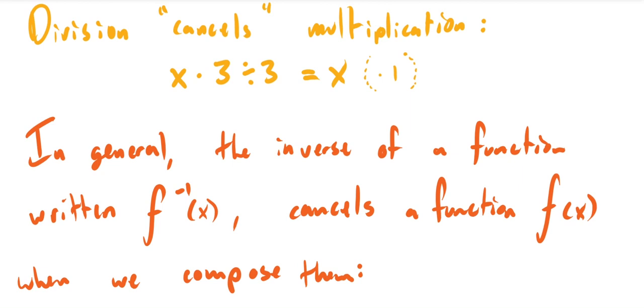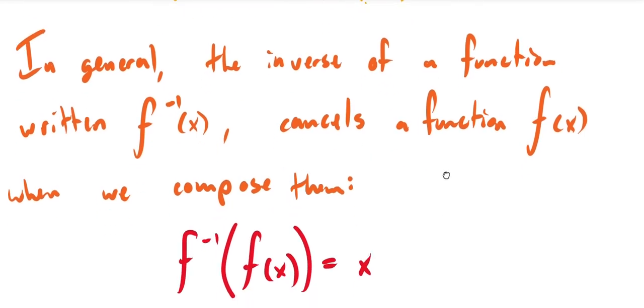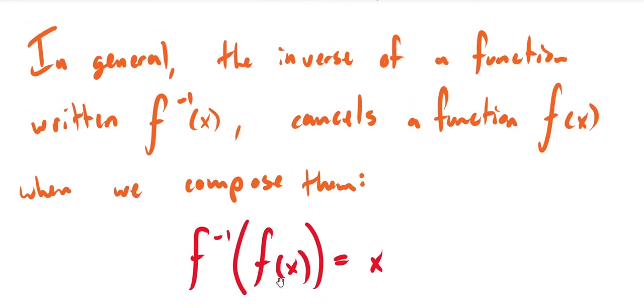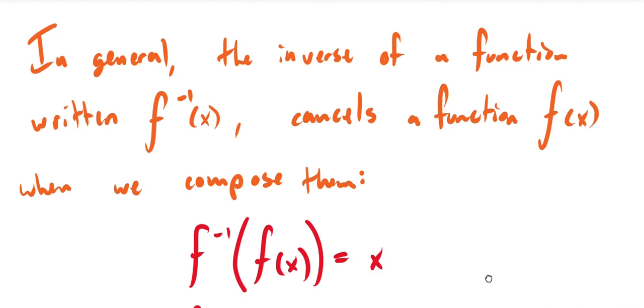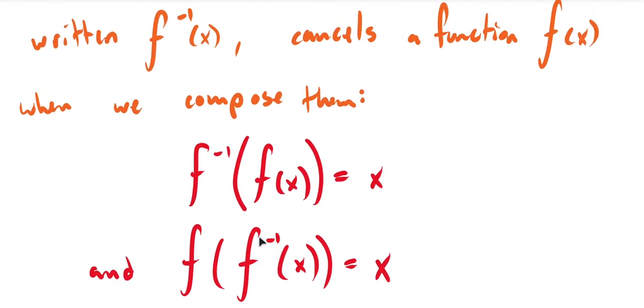So in general, then, the inverse of some function f of x, which is written f to the minus 1 of x, cancels a function, f of x, when we compose them. We talked about composition in previous videos. So if I put the function f of x inside the function f to the minus 1, then what we get is the input. Whatever the x was, whatever the original value getting plugged in was, that's what we get back. And it works the other way too. If we plug the inverse function into its original function, we get back just the simple input.